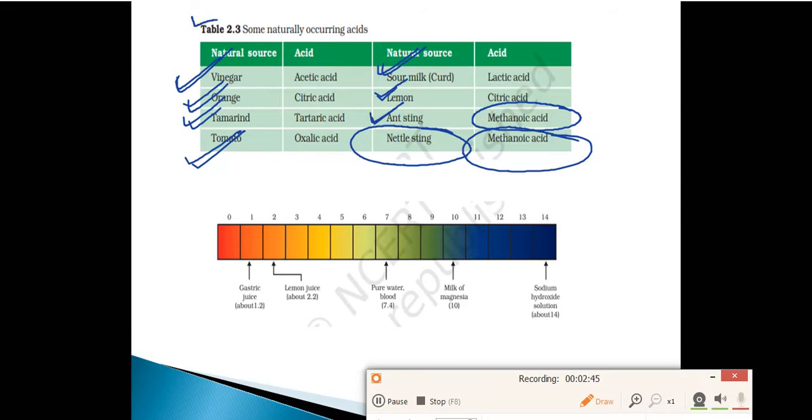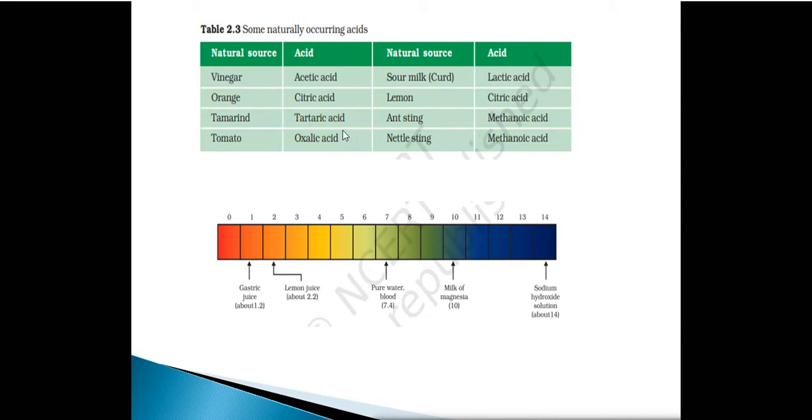So let's revise it once again. In vinegar, acetic acid is present. Orange and lemon, citric acid. Tamarind, tartaric acid. Tomato, oxalic acid. In curd, lactic acid. Ant sting and nettle sting, methanoic acid. I hope it's easy for you to learn. Please learn this table because questions can come from it.